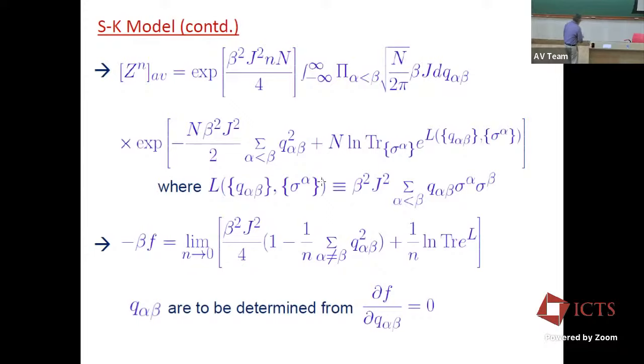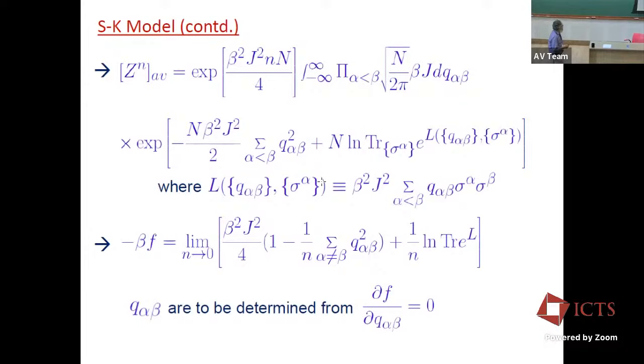So for this admittedly artificial model where we have infinite range interactions, the mathematical problem then becomes just this: you have these quantities q alpha beta, which can have values from minus infinity to plus infinity. And this is symmetric, so alpha beta and beta alpha, you don't have to distinguish between them. But alpha and beta each can take n values, because the number of replicas is equal to n. So there are n times n minus 1 divided by 2 quantities here, q alpha beta.